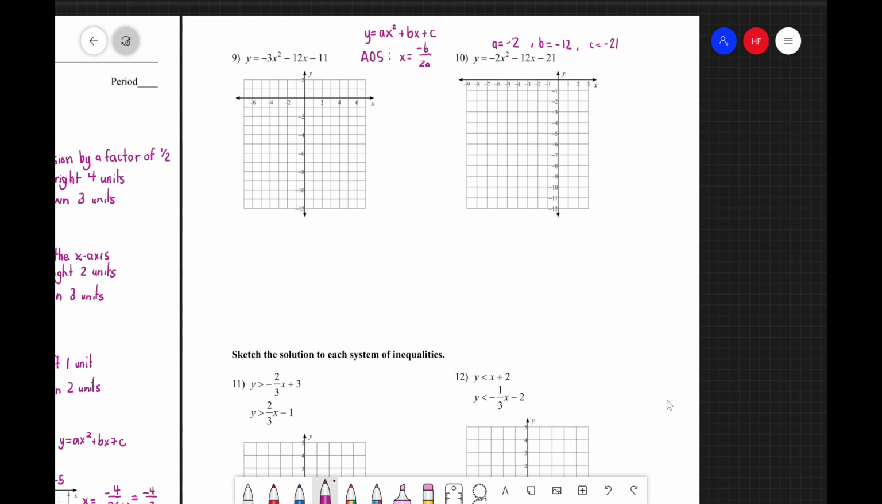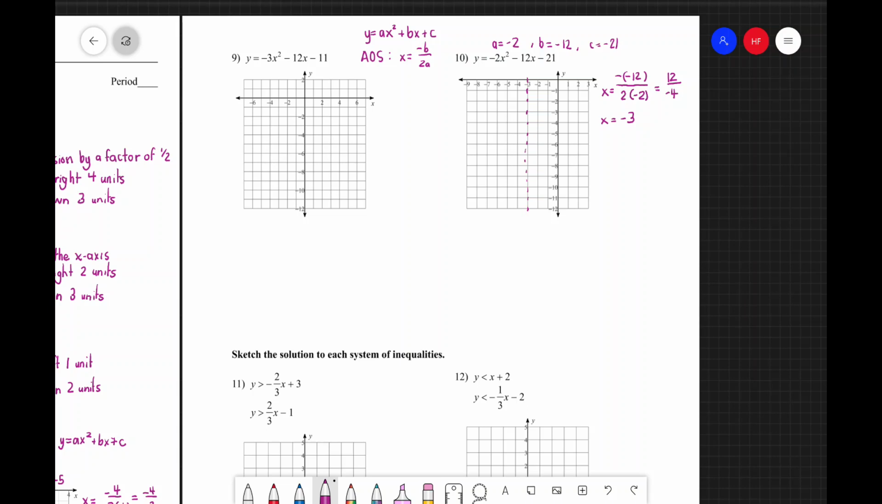So to find my axis of symmetry, x equals -b, so -12 over 2a. And I'm going to distribute all those negatives, multiply on the bottom. So -12 is a +12. Two negatives will cancel. And then 2 times -2 is -4. 12 divided by -4 is -3. So that's where my axis of symmetry is. So if you want to go ahead and make that dotted line.